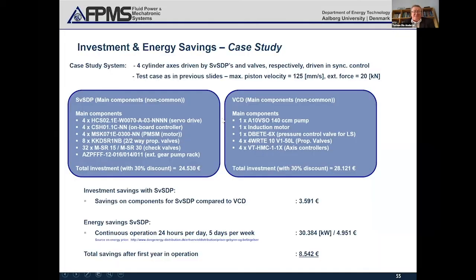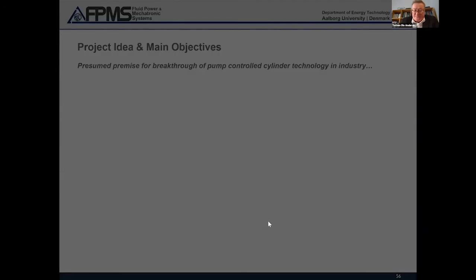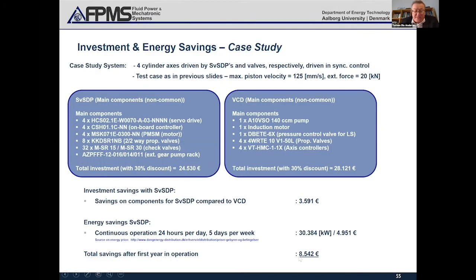What about the price then? Well, these guys also compared a drive, a 4-cylinder axis driven by this new concept, and here are some of the requirements of the velocity and the force. Then what it will look like over here to the right if you do it with standard components, and over here if you use these components that were in the test. And here the savings: you can see down here that the savings total after the first year is actually 8,000 euros, and that's impressive, that we can actually build this one with standard components already today.